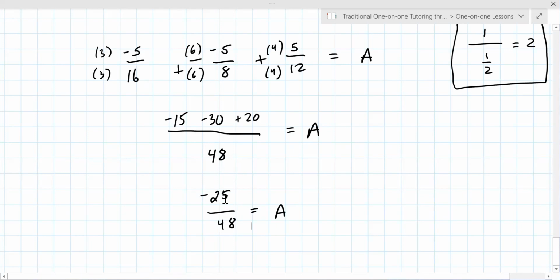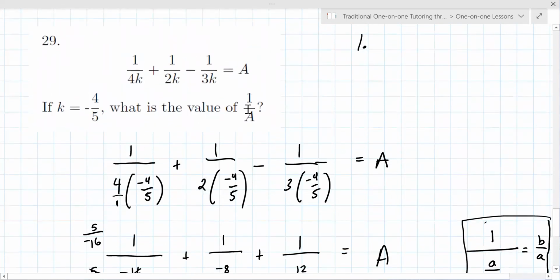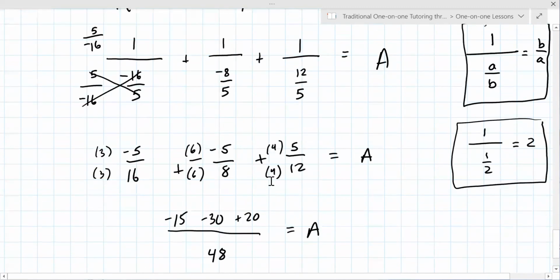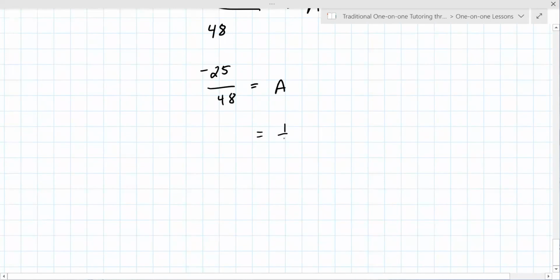But if you go back to the original question, did it want the value of a or did it want something different? It wanted 1 over a. So if you want 1 over a, how does this fraction change on the left? Does it flip? Yes. And it flips because the same reason we flipped it earlier, 1 over anything becomes the reciprocal.